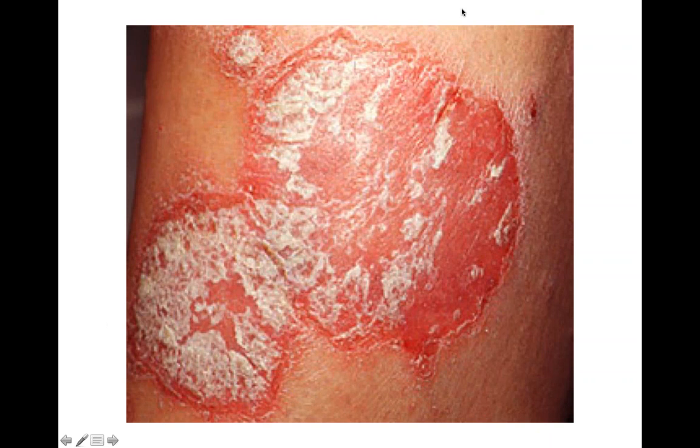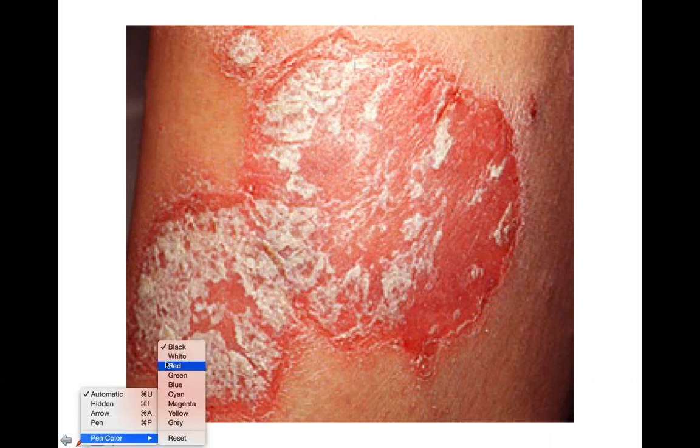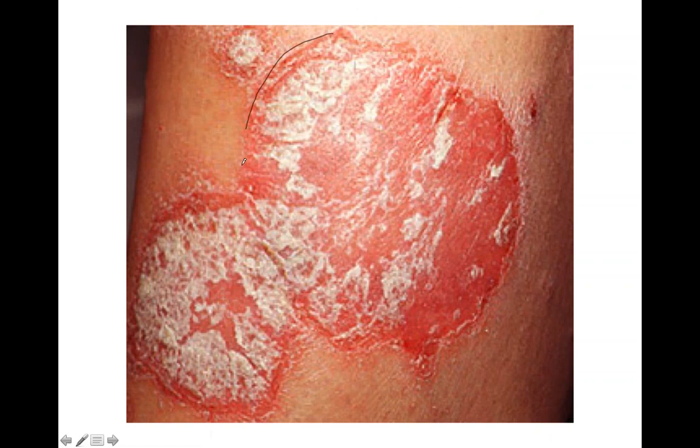Okay, next is psoriasis. As we know, it's simple. It occurs on the extensor surfaces, like the knee and the elbow, and there are well demarcated plaques with silvery scales. Well demarcated plaque with silvery scales, that is psoriasis.